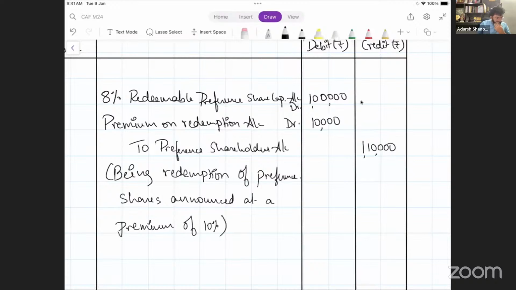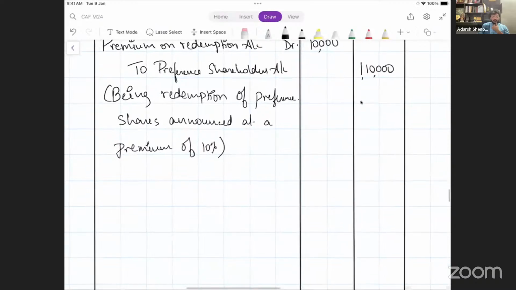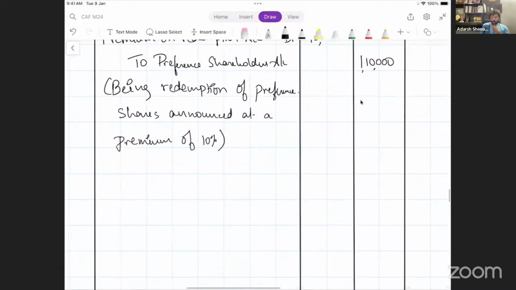At a premium of 10%. Okay, first part is done. The second part is section 55 with the condition satisfy model.